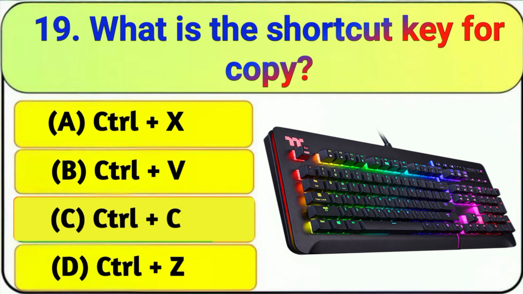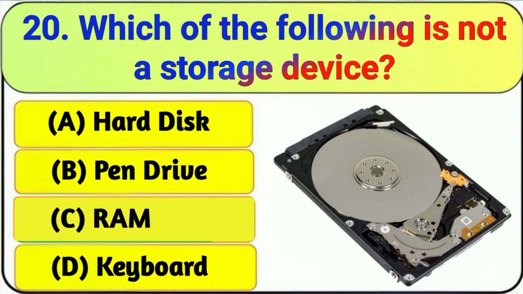Question number 19. What is the shortcut key for copy? A. Ctrl plus X. B. Ctrl plus V. C. Ctrl plus C. D. Ctrl plus Z. Your right answer is C. Ctrl plus C.